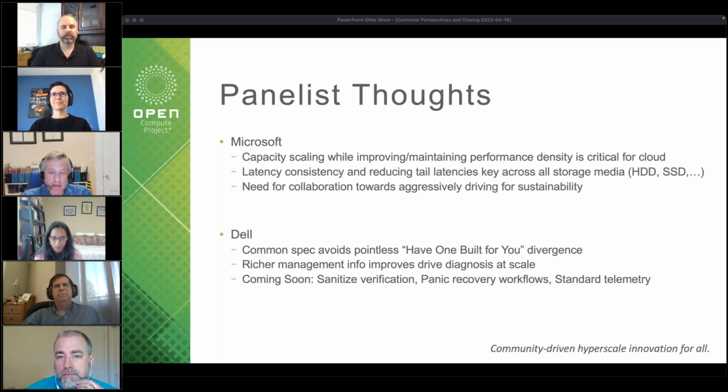And as I said earlier, we are definitely fans of the standardized telemetry. We think this helps a great deal with understanding what's going on and dealing with failures in place, as opposed to having to get the drive back and wonder what on earth is going on. So greatly appreciate the opportunity to talk about this, and back to you, Amber.